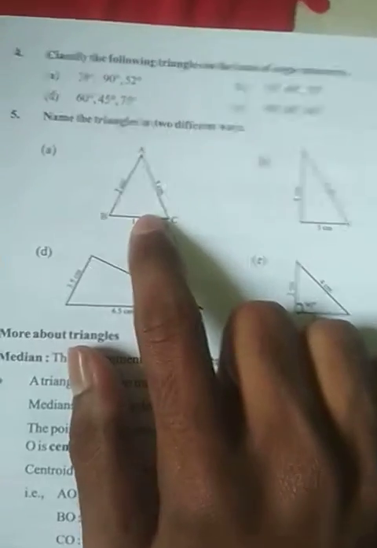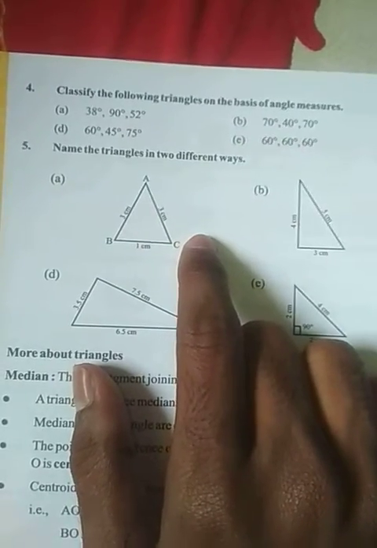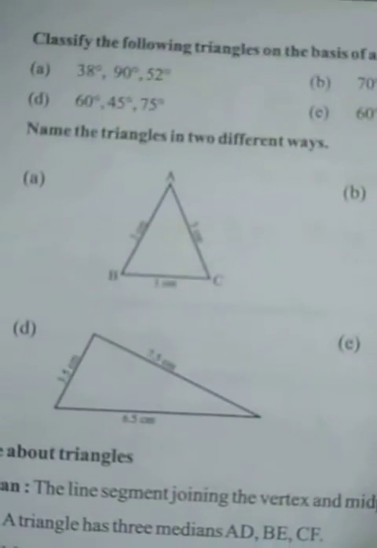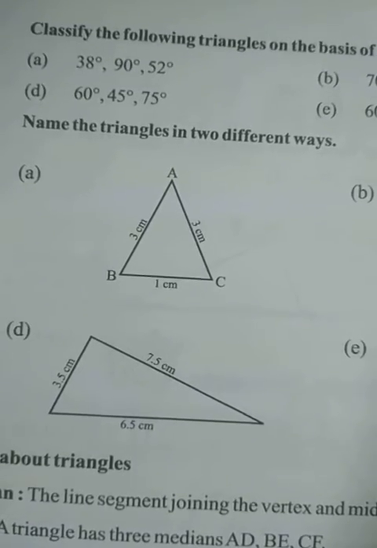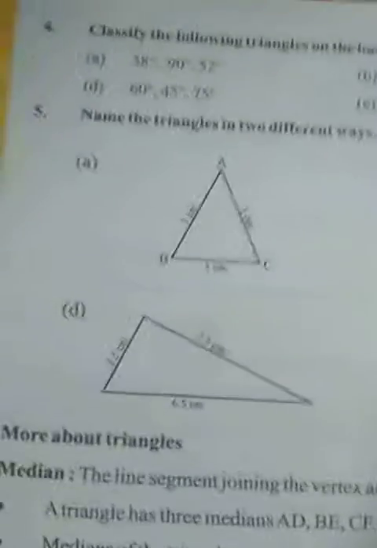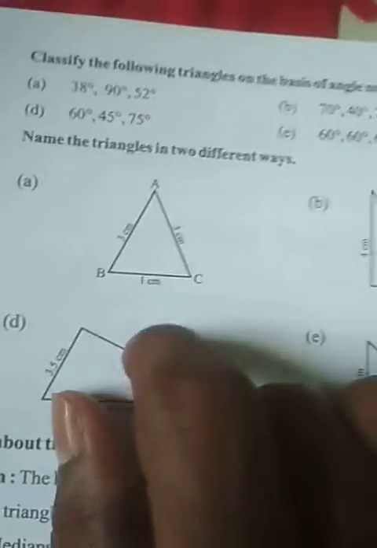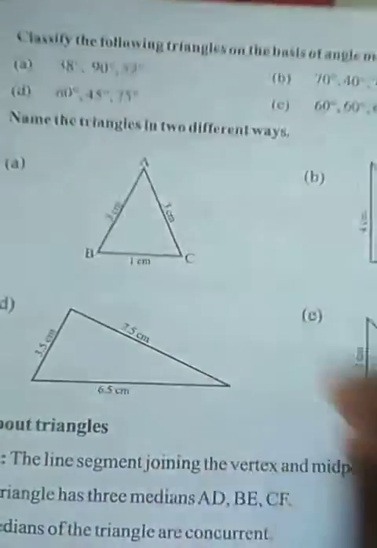Now here from the picture you have to write 2 different names of the triangle. Like here you can see closely. Two sides are equal, so that is an isosceles triangle. And from the picture it is clear that all angles are less than 90. So this is also an acute angle triangle. So you got the 2 names.